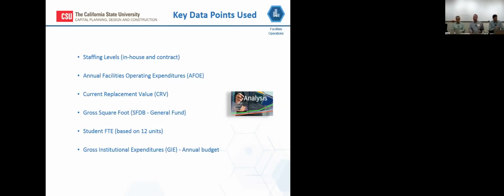So if you look back historically over what your CRV for your campus has been, you may see a jump a couple of years ago in comparison to what it had been previously.